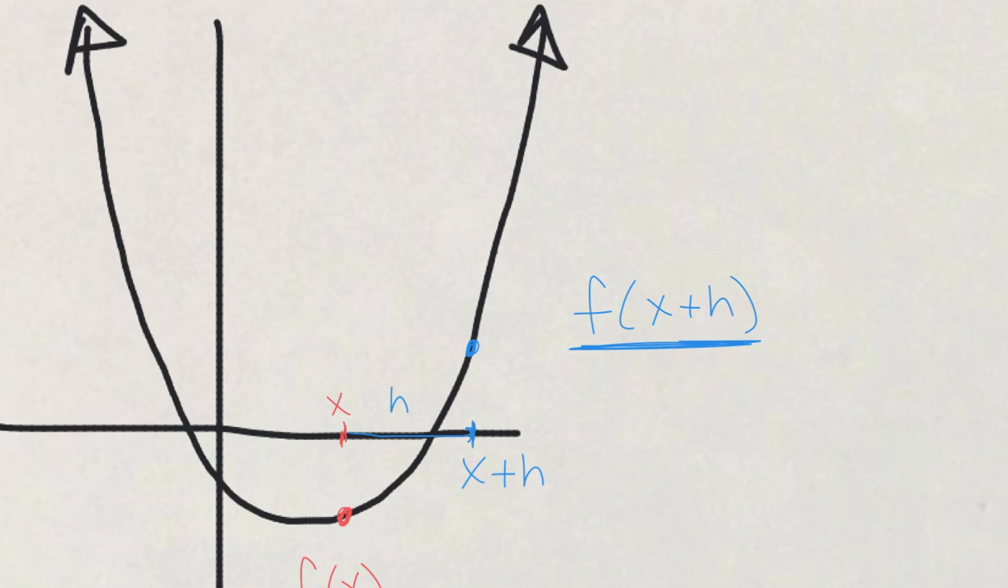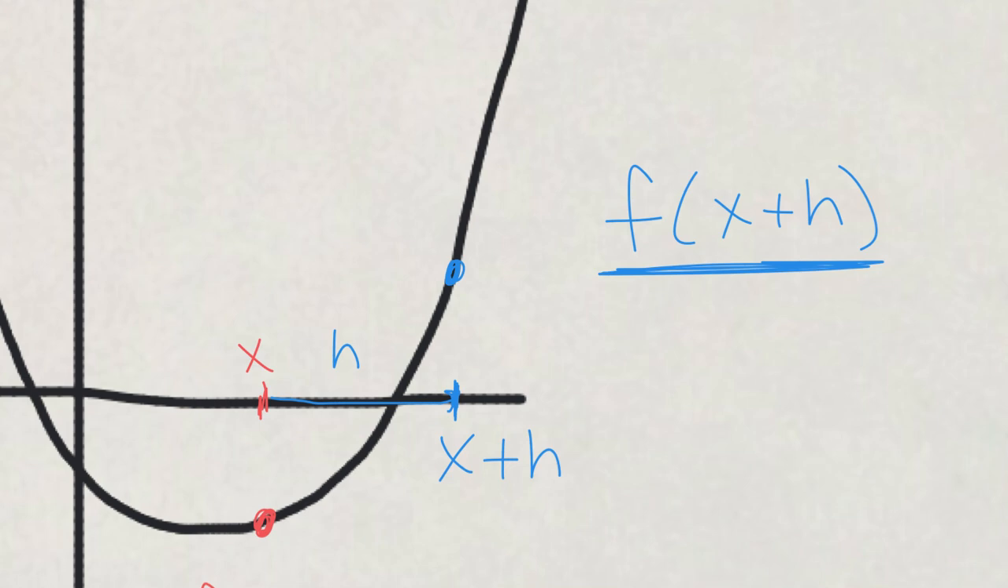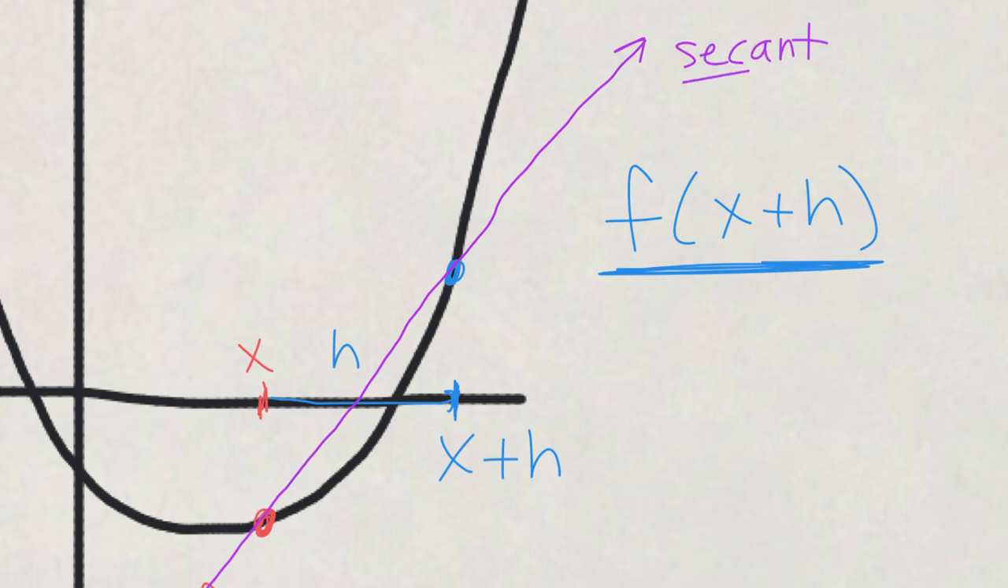So what we can do is, of course, draw a line that connects these two points. This line is called a secant line because we're using two points on our graph to draw a line. This is the average rate of change of our function. It has two points of intersection, thus called a secant.